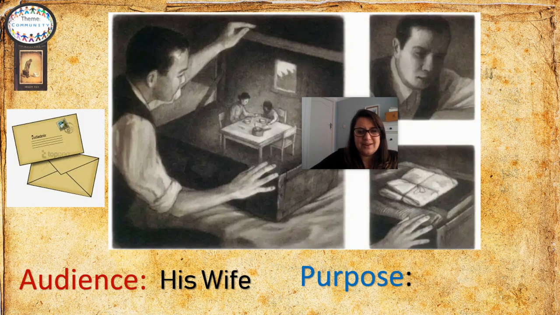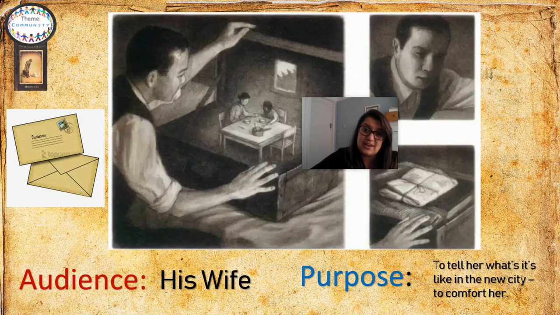But what's the purpose of this letter? We need to know why he's writing. Have a little think. There's some great ideas there. So our purpose for this letter is to tell her what it's like in the new city. What has he found out? What's he learnt? But also to comfort her, to let her know that everything's okay, especially as he understands what it's like to live back in that hometown. He's the one that's got out. She's still there.